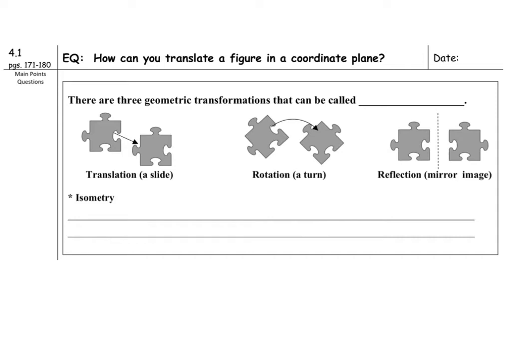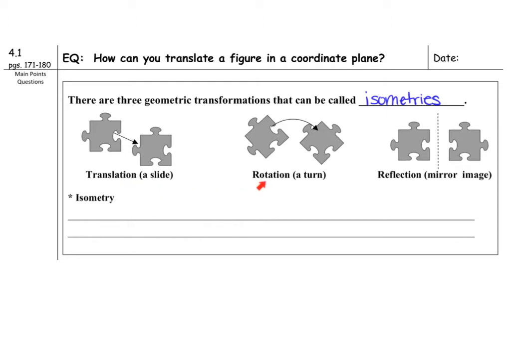Hey guys, today we're going to be talking about translations and isometries. There are three geometric transformations that can be called isometries. A translation is just like sliding a figure. Rotation is like turning a figure, and reflection is like a mirror image of a figure.